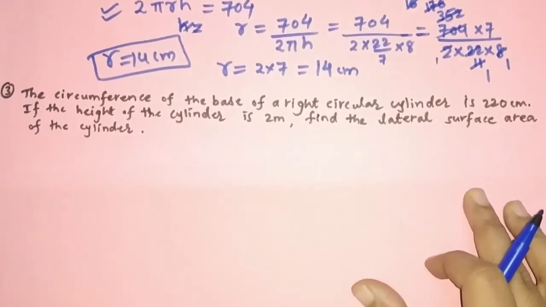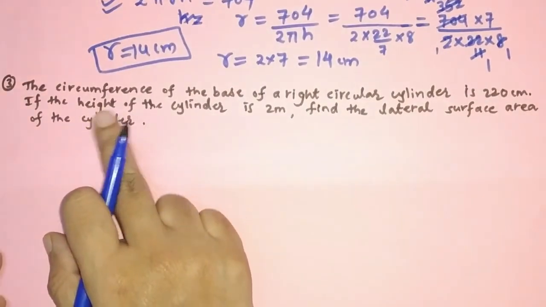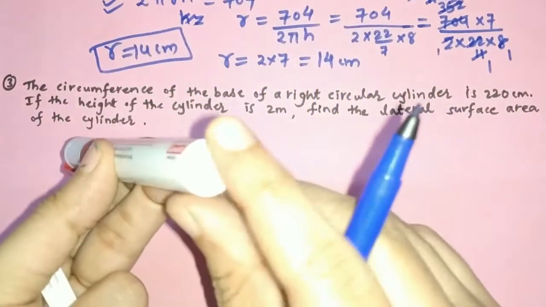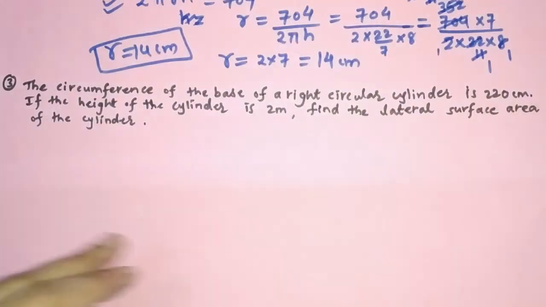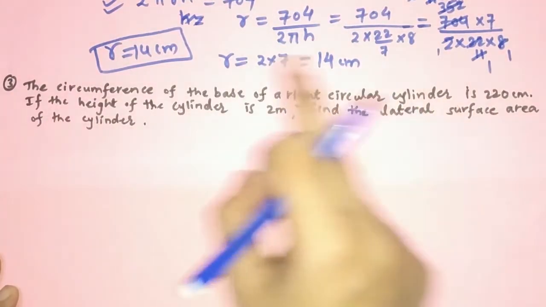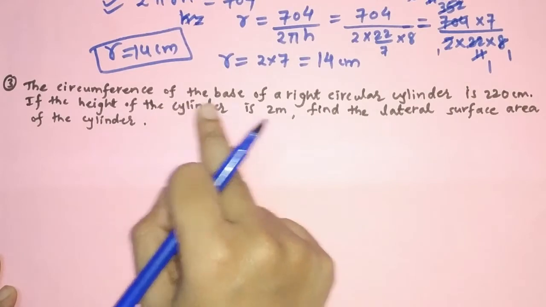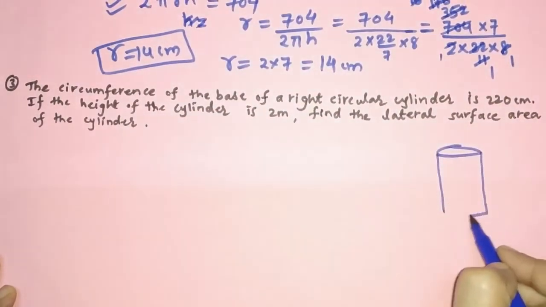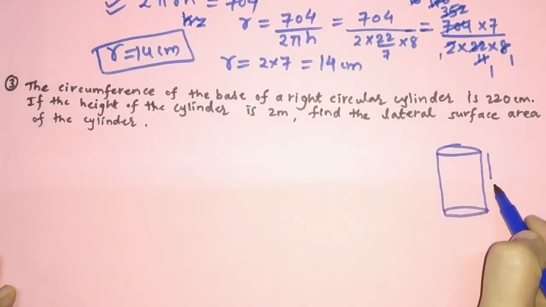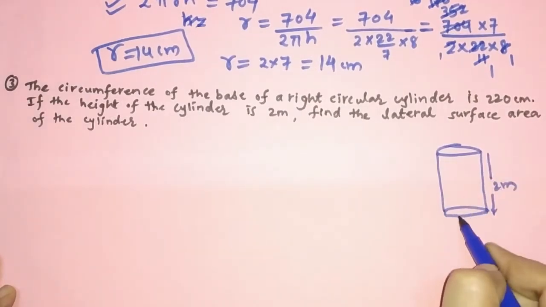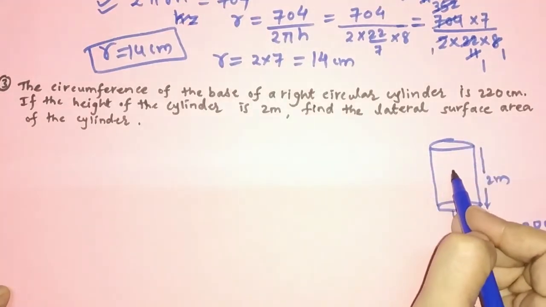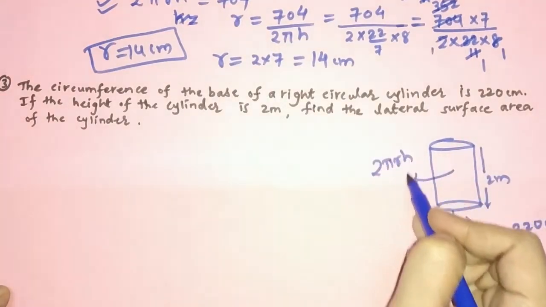Now moving to the next question. The circumference of the base, this is a cylinder suppose, and its circumference, which is 2 pi r, is given as 220 centimeter and the height is given as 2 meter. Find the lateral surface area. So suppose this is one cylinder, its height is given as 2 meter and its circumference, which is 2 pi r, is 220 centimeter given, and we want to find out the lateral surface area, 2 pi rh.